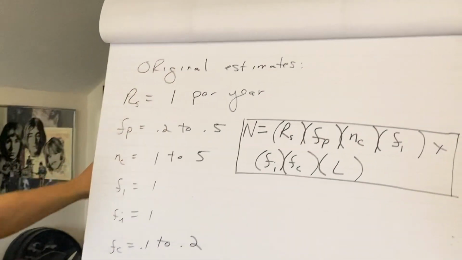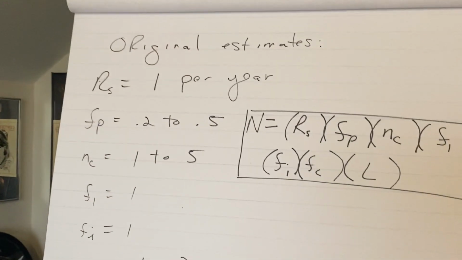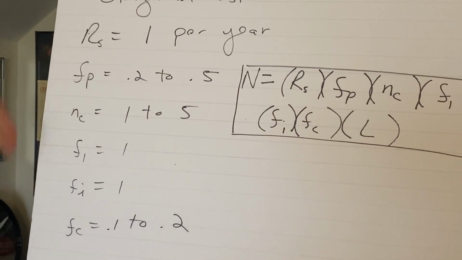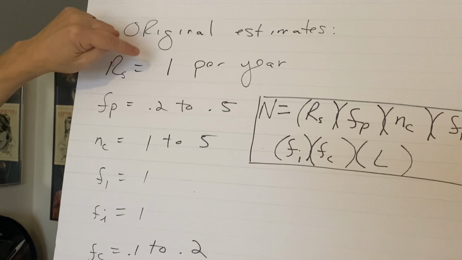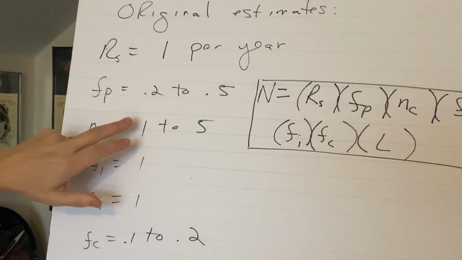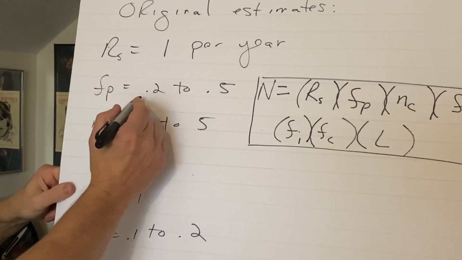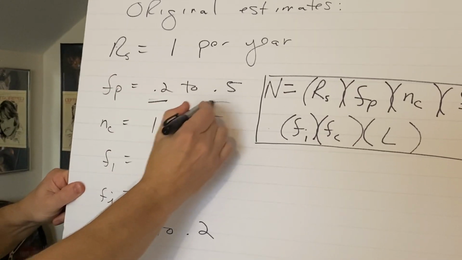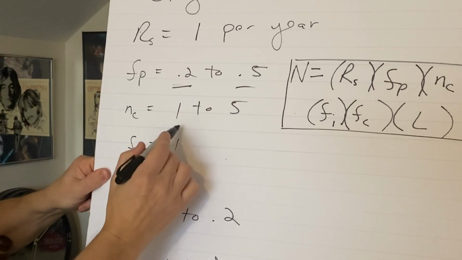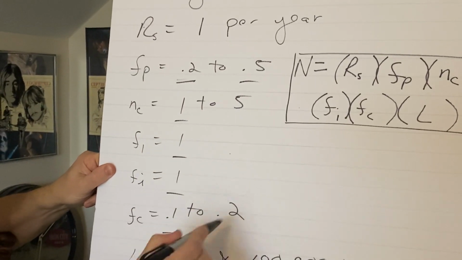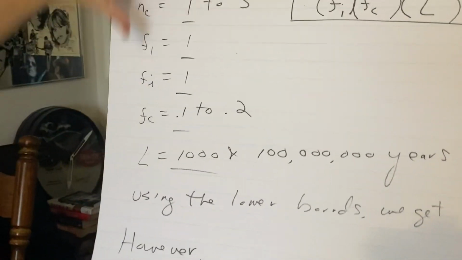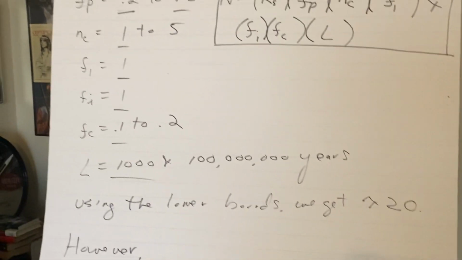All right. Well, we have original estimates. And again, I'm not going to go through the equation again. We've already gone through that, but we're going to substitute in 1 for R. We're going to substitute in a range here. In fact, we're going to go with the minimum number in each case, okay? And if we multiply all these numbers together, we get approximately 20, right?